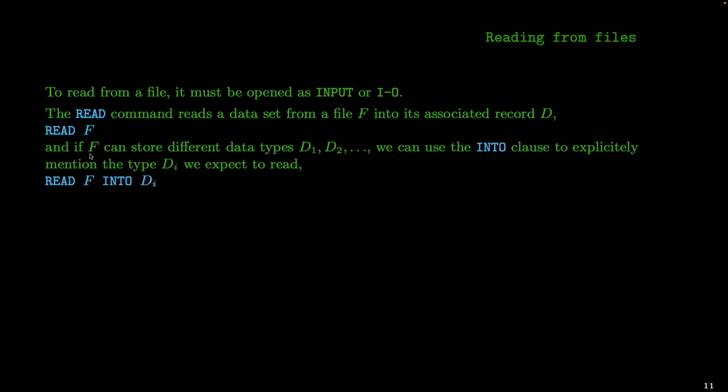So if in our file we can store different data types, D1 or D2, then we can use the into clause to make it explicit which type we are actually reading from the file at the moment. So read F into DI, and then we give the name of the record that we want to use to read data from the file in the current operation.